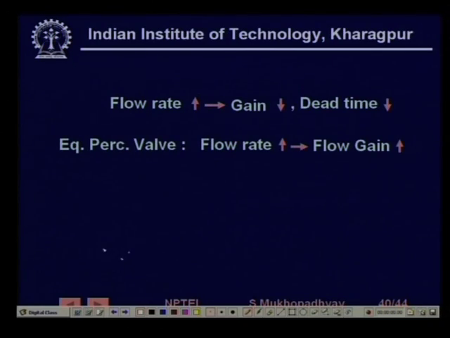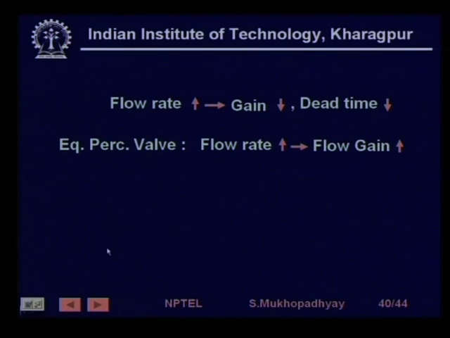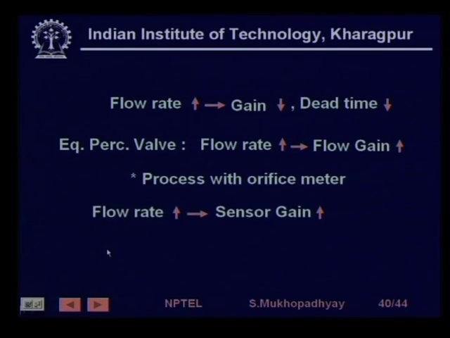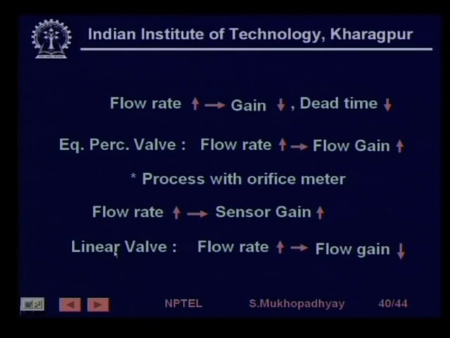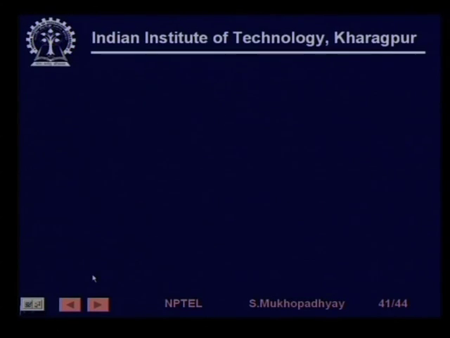Similarly, an opposite situation can occur if you have an orifice meter. In an orifice meter, as the flow rate increases, the sensor gain also increases. So, again the loop gain increases. In such a case, one has to have the overall gain reducing, so one can use a linear valve for this.